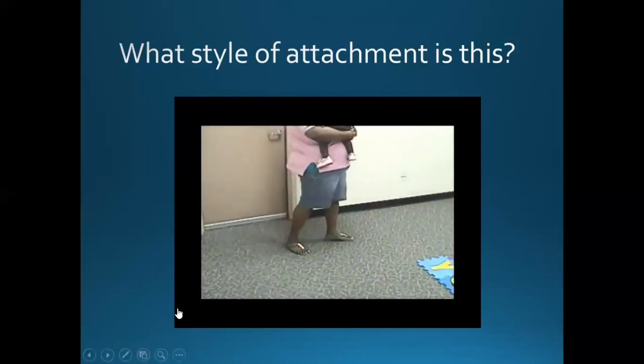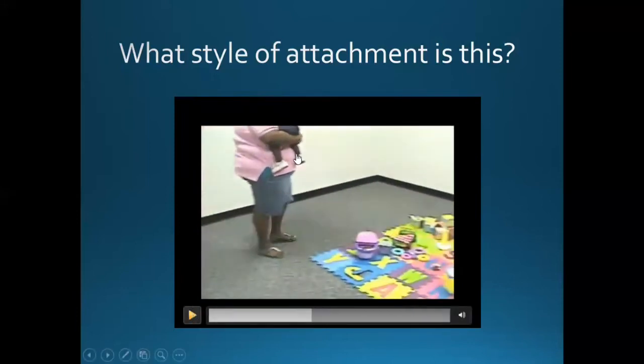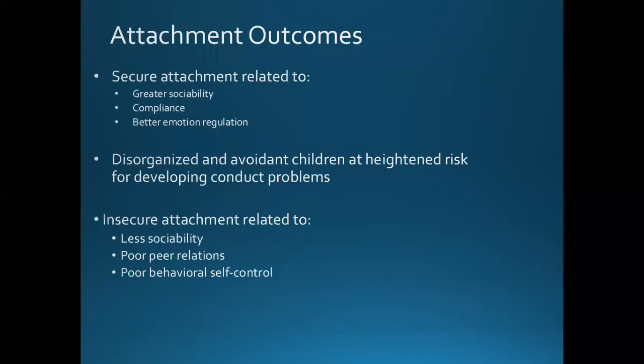So you can tell right away with this baby that she was upset. She came right to her mom. Her mom was like, I got you, and she stopped crying. But these different types of attachment have different outcomes.